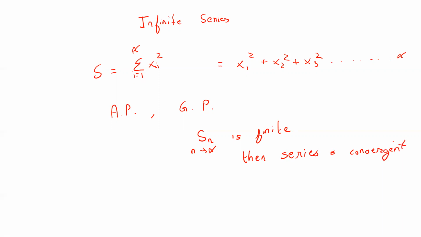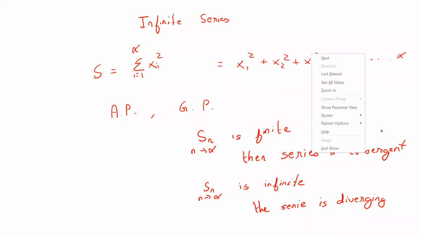If the sum taken up to infinity, n going to infinity, is infinite, then it is a diverging series. Okay, it's a diverging series. So this is convergent.